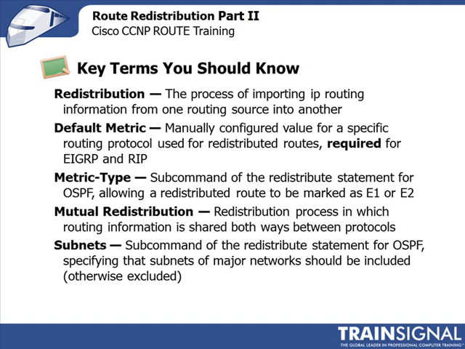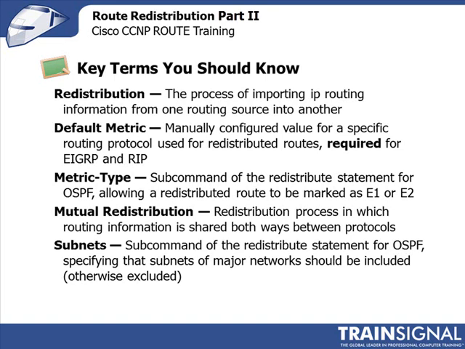Metric type is one of the subcommands of the redistribute statement for OSPF, and it allows a redistributed route to be marked as either an E1 route or an E2 route. Remember, an E1 route is not only the path once it reaches the outside of the autonomous system, but also the path to get there. E2 does not take into account whatever the metric is to the autonomous system boundary router.